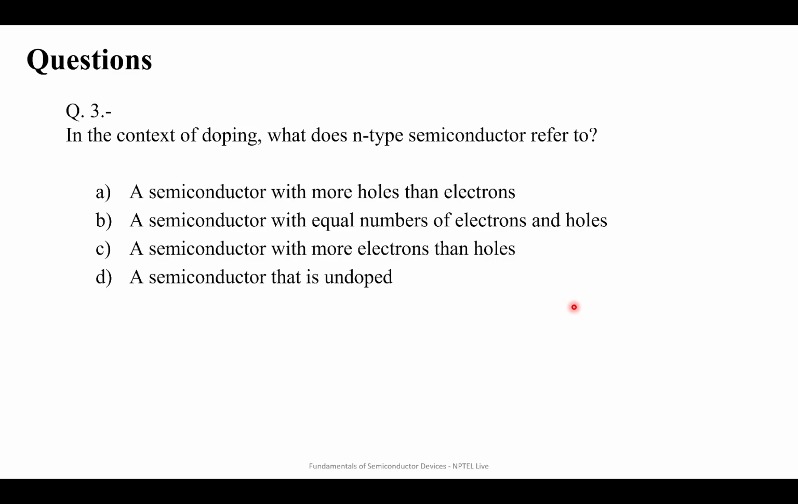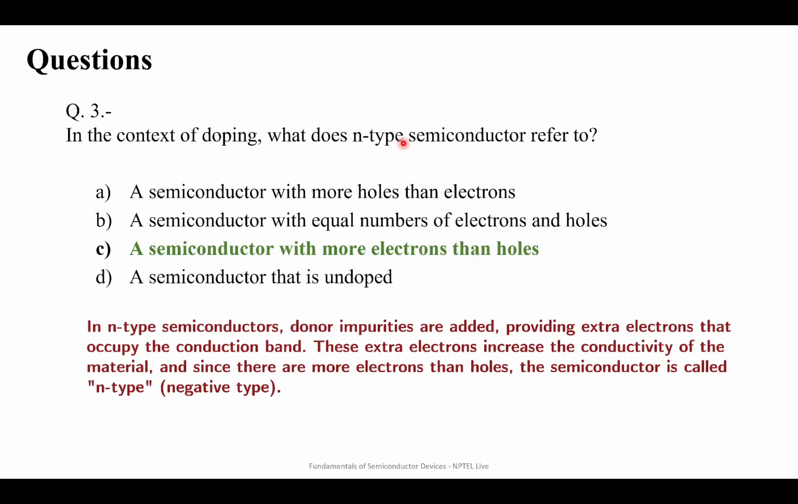A semiconductor with more electrons than holes. It is N type. In N type, we introduce donor impurities which provide extra electrons, which then go to the conduction band. These extra electrons increase the conductivity of the material, and now we have more electrons than holes. So you can say that it is negative. There are more negatively charged particles than positively charged particles. That is why it is called N type, negative type.